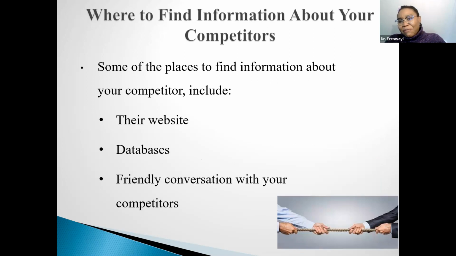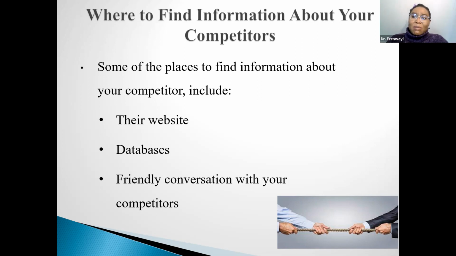What are some of the places you can find information about your competitors? Some of them include their websites, believe it or not. Sometimes people don't often go to that place, which is very weird, but their website is one of the places you can go to get information. They tell you what they're trying to do and who they're serving. They tell you most of the information that you need. Then there are also databases, places where you can find what you're looking for. And sometimes a conversation with them helps, because people like to talk about themselves, and you can glean a lot from having a conversation with them.